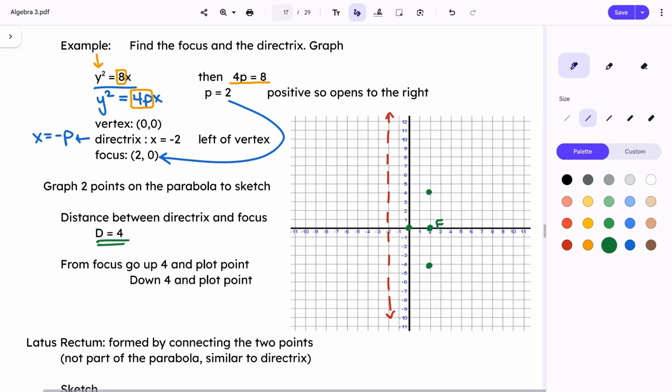Okay, then I'm going to draw in my parabola. So from the vertex, I'm going to connect to those points that I drew above and below the focus point.